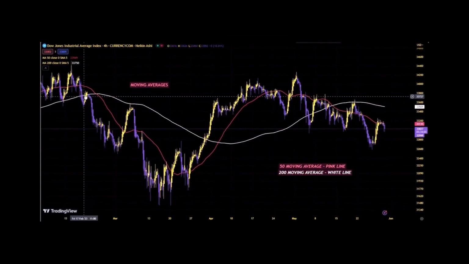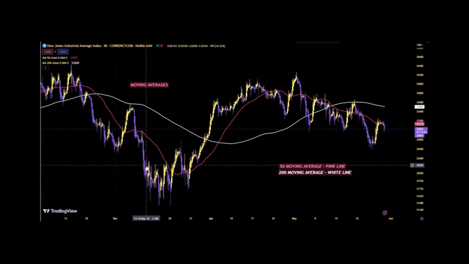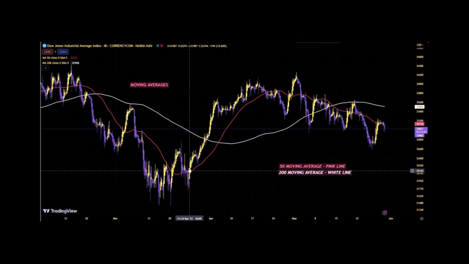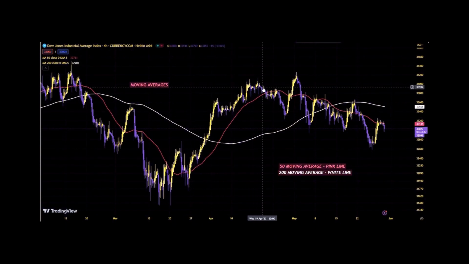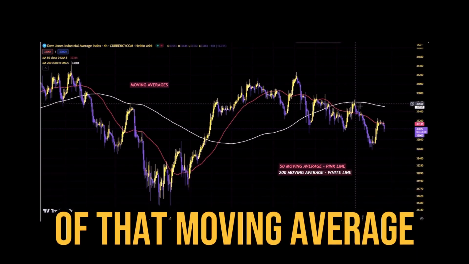Now, how these can be of importance to your trading skills is when you put these moving averages up on your chart and you see that price is bouncing off of that moving average, it's respecting the moving average, that is an indication of a support or resistance area.